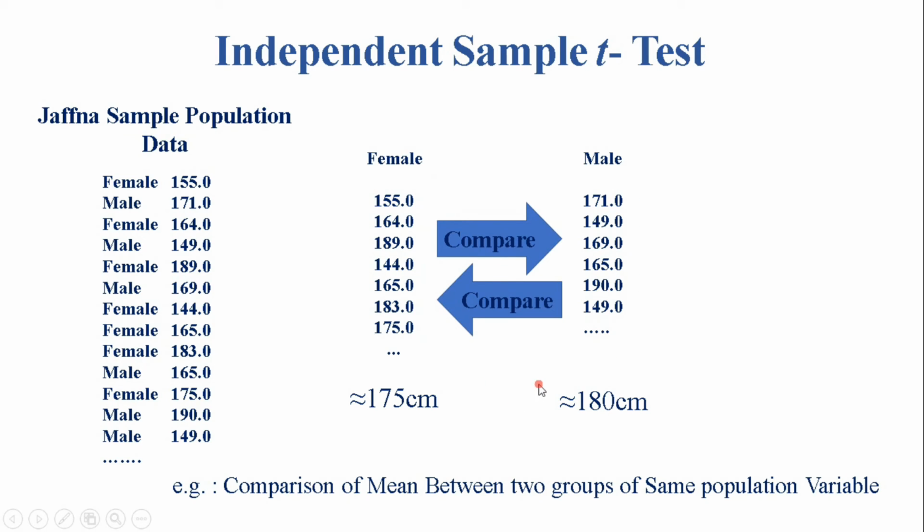This is called the independent sample t-test. So this group is independent of this group. That's what is meant by independent sample t-test, right? So this is a mean comparison between subjects, right?